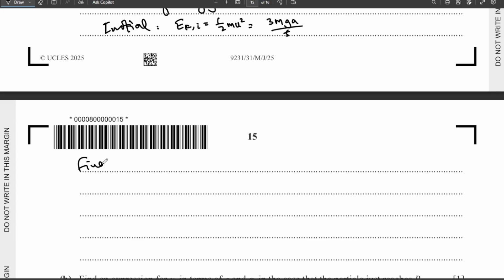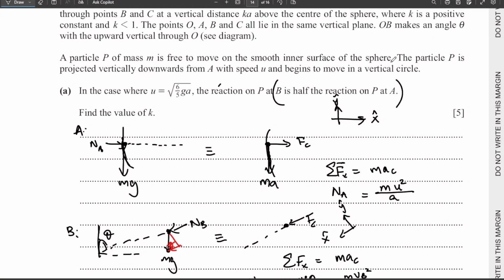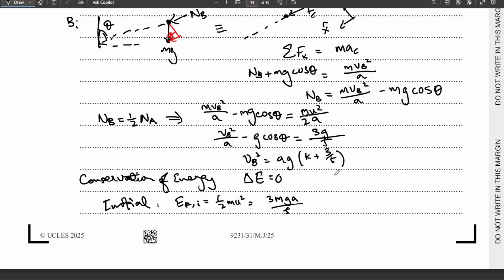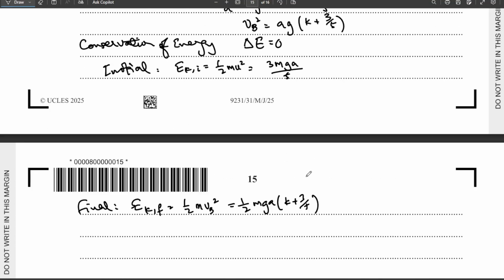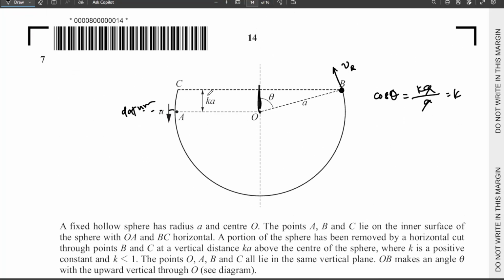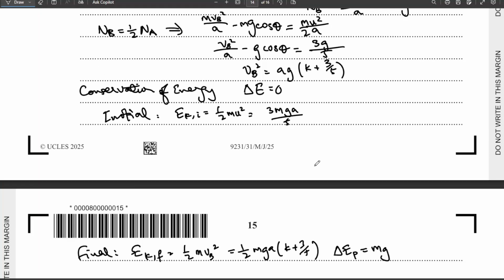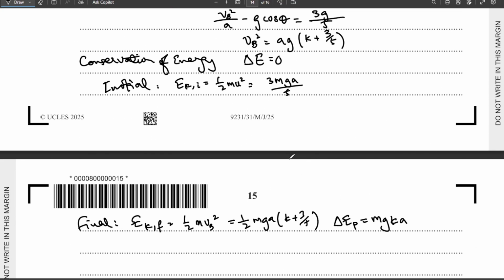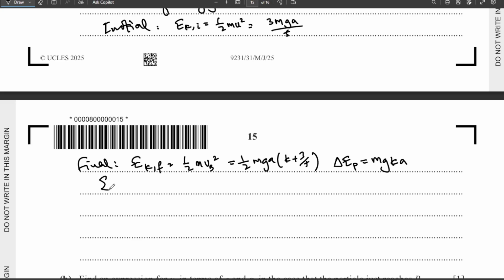So for our final energy, we have kinetic energy first of all, so it's half m vb squared. At this point it has a speed of vb, and we already have the expression for vb squared, that's why we isolated it. Then we also have the change of gravitational potential energy, which is mg delta h. Delta h in this case is ka, the vertical height from A to B. So we equate the total energy initially and the total energy at the final point.